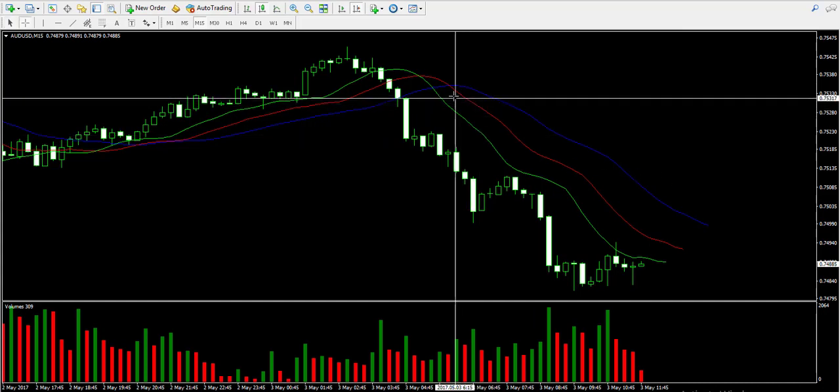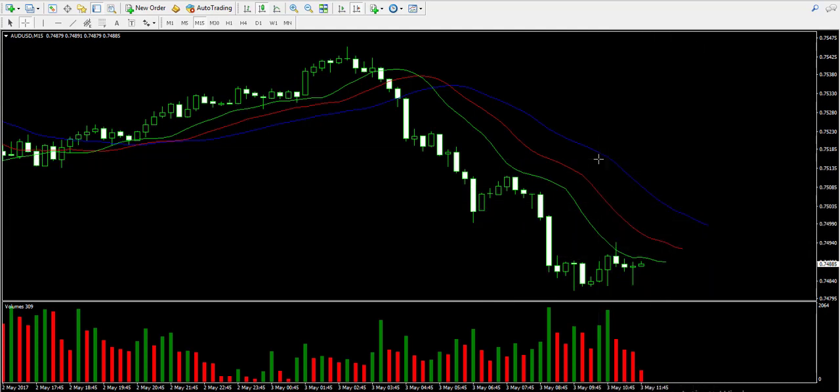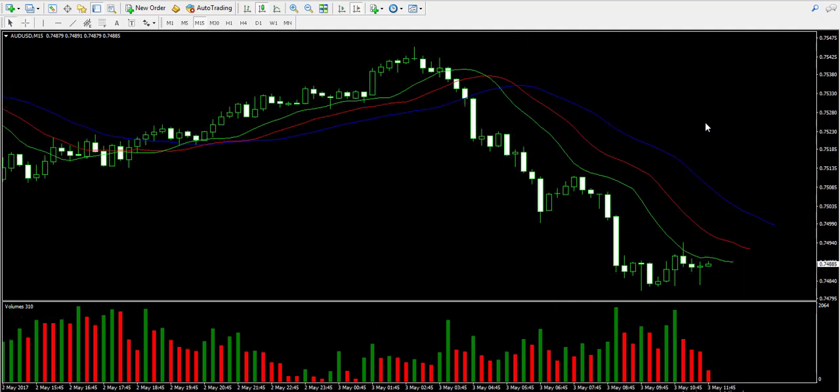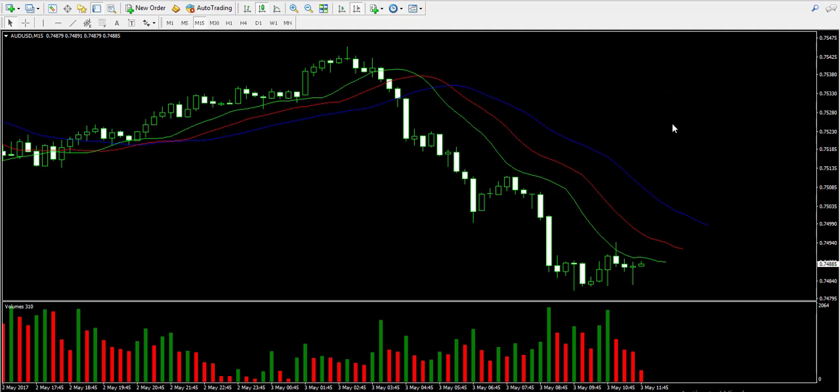The second line, the red line, is the alligator's teeth, and it is an 8 period smoothed moving average that is displaced by 5 periods into the future. And the third line is called the alligator's lips, which is a 5 period smoothed moving average displaced by 3 periods into the future. At the bottom of the chart, I have the volume indicator.